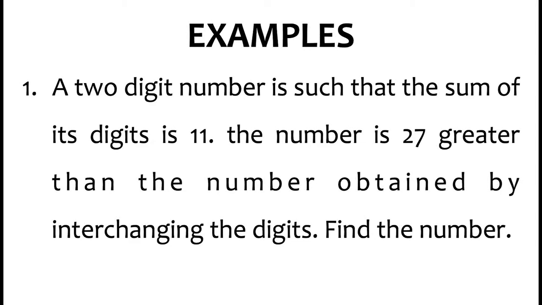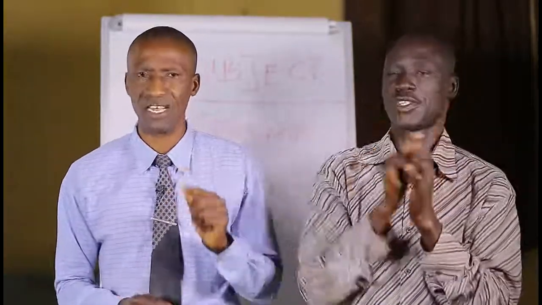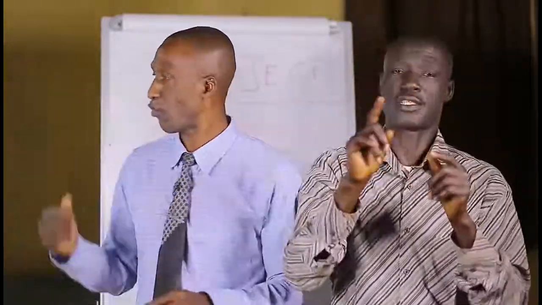Examples. A two-digit number is such that the sum of its digits is 11. The number is 27 greater than the number obtained by interchanging the digits. Find the number. I take that example again because you have to understand the question very well before you can solve it.